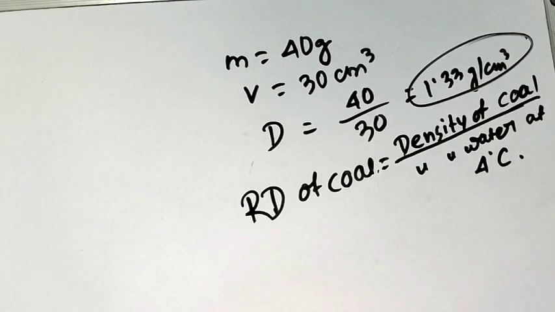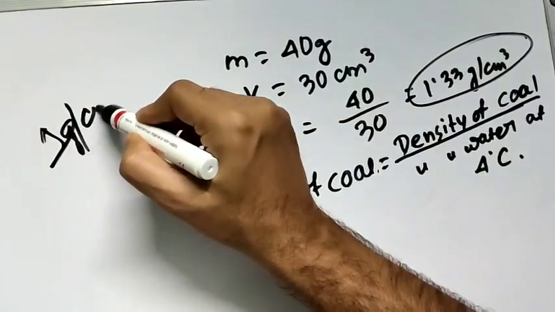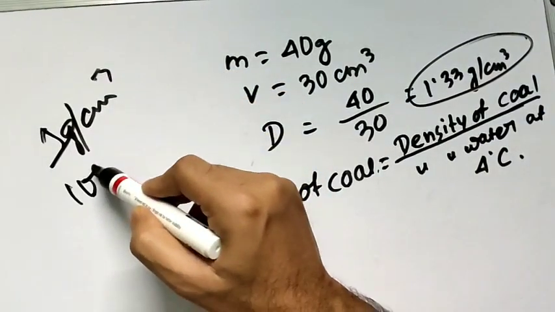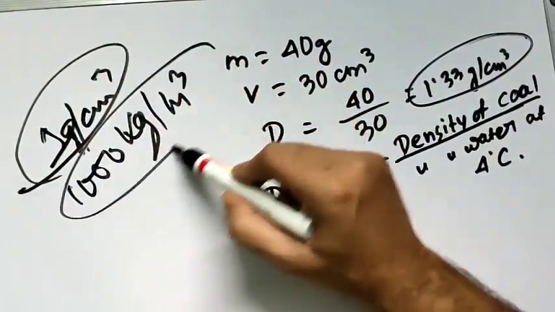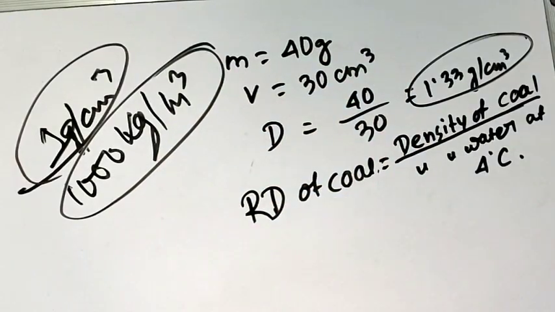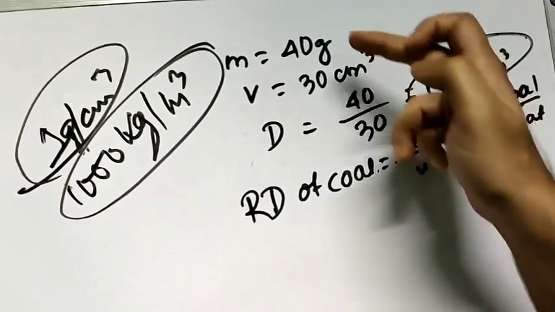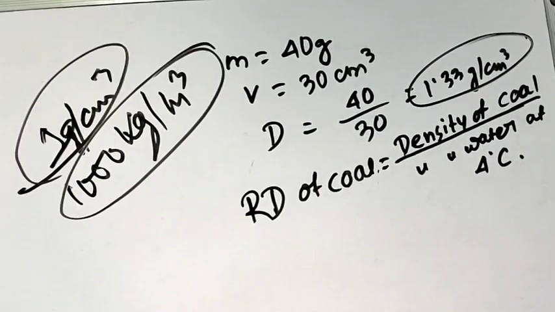We have two quantities. The first one is 1 gram per centimeter cube, and the second one is 1000 kg per meter cube. Which one to take for the density of water at 4 degrees centigrade? Here the unit takes part. You know why? See, gram and centimeter cube are units in the CGS system. So we have to take 1 gram per centimeter cube.